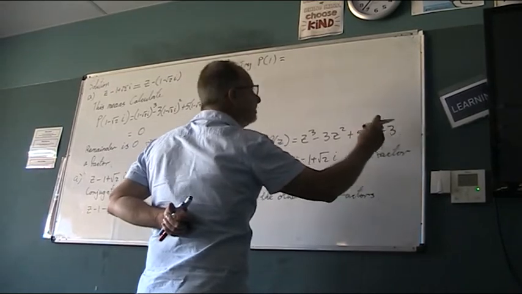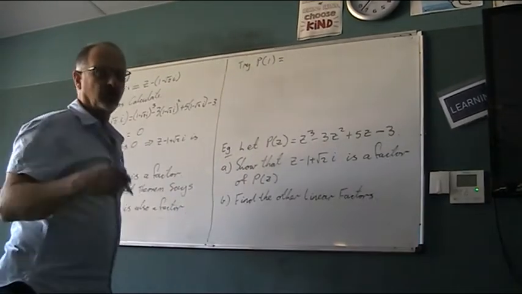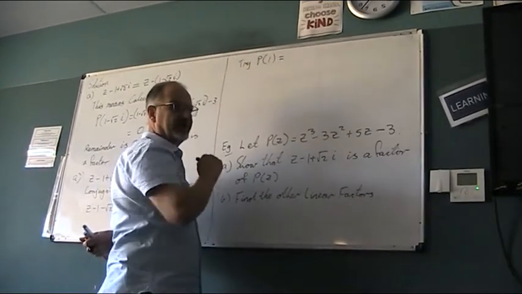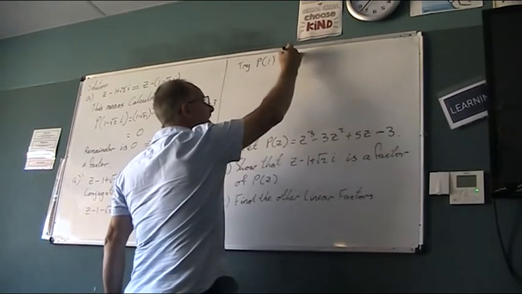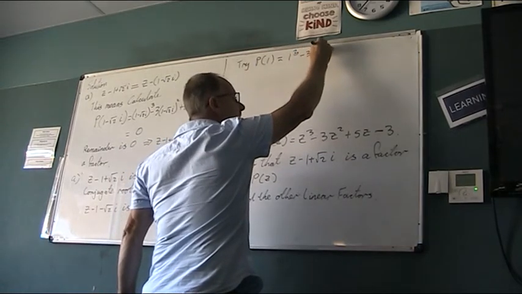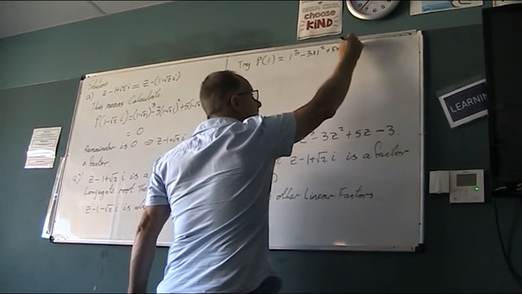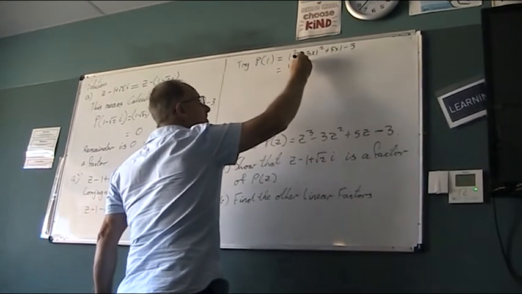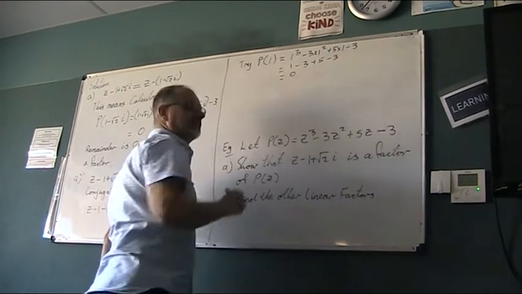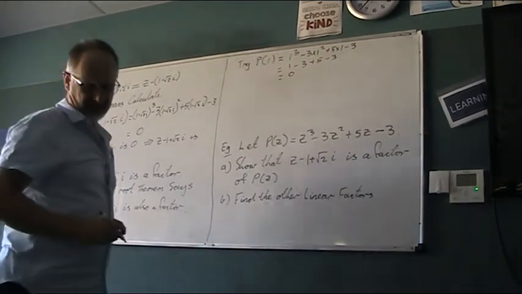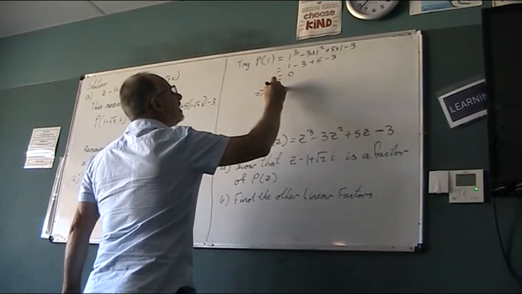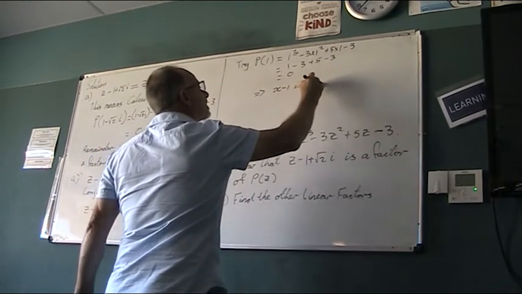The chances are that 1 or 3 would be the one to try. Might as well try the easy one first, though. Always try the easy stuff first. 1 cubed minus 3 times 1 squared plus 5 times 1 minus 3. 1 minus 3 plus 5 minus 3 is 0. And so if that's 0, then x minus 1 is a factor.